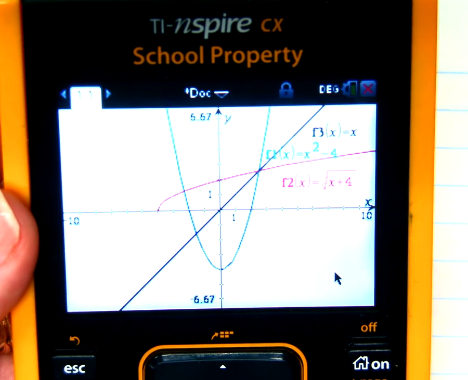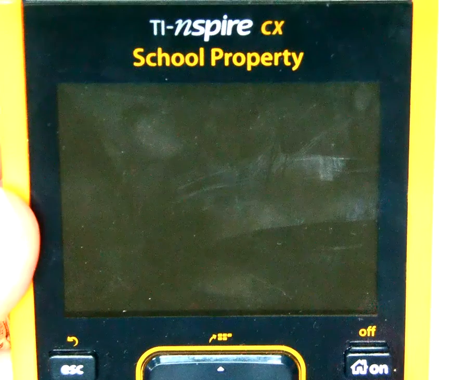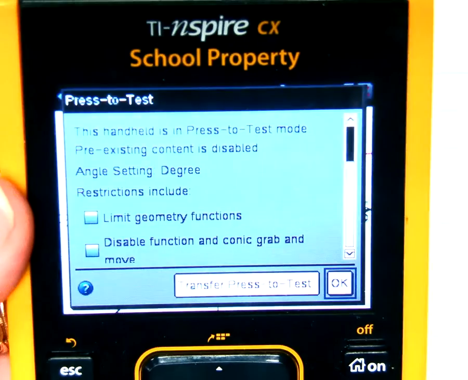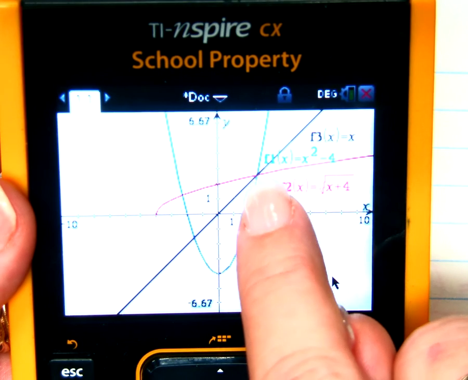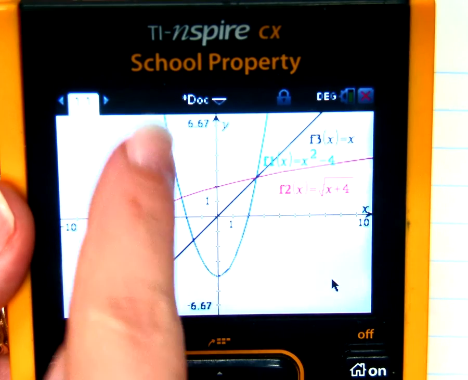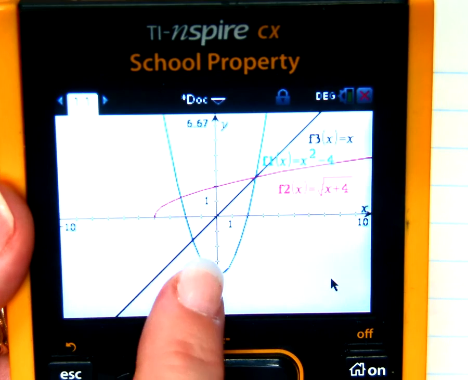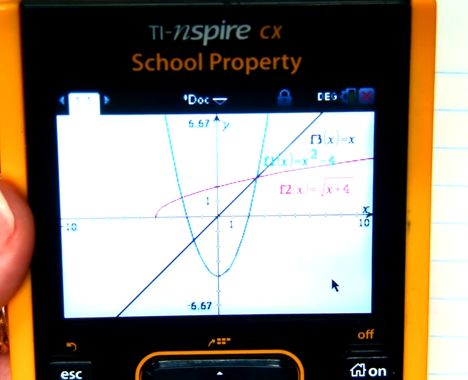So when we're trying to figure out what this would look like if I folded it, first of all, does it meet on the line y equals x? Yeah, right there. This side of the parabola is not reflected though, okay? Because that would make this square root function not a function anymore.